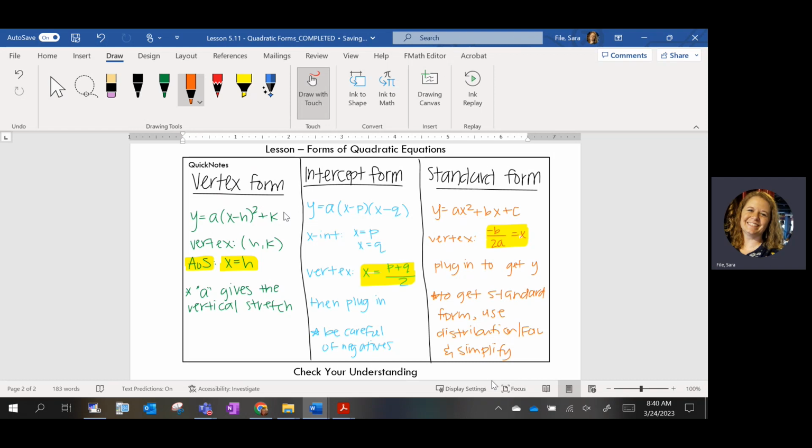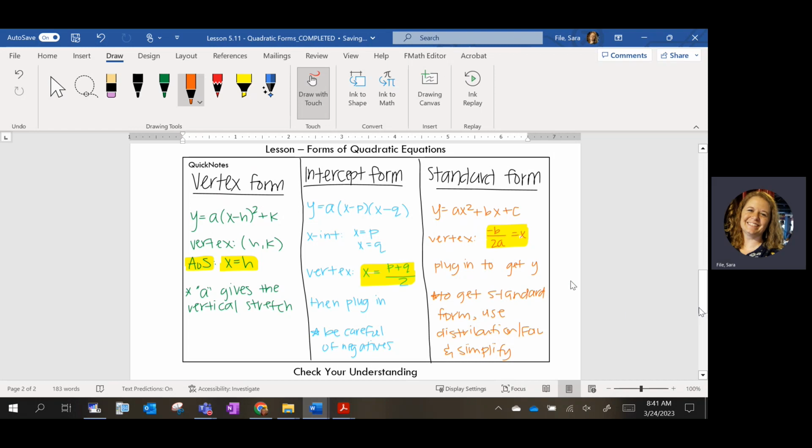So you can change from these forms to standard form, and you can change from standard form to these forms. We just were practicing standard form to intercept form yesterday, right? Okay. I'm not going to currently ask you to go from standard to vertex form. That's the completing the square process. You may remember that, but it's been a while since you've done it. We're not going to worry about it for now.